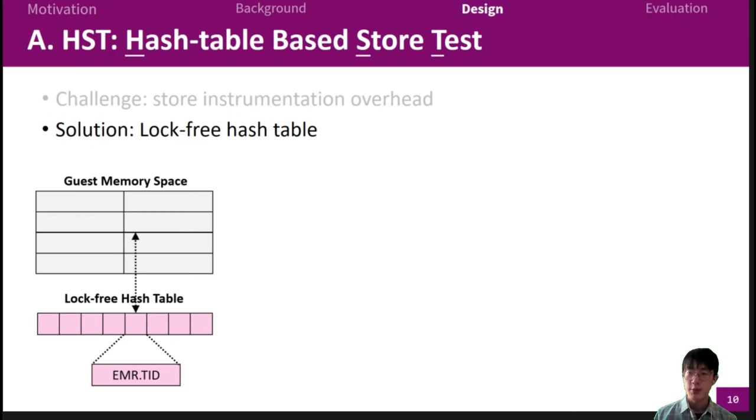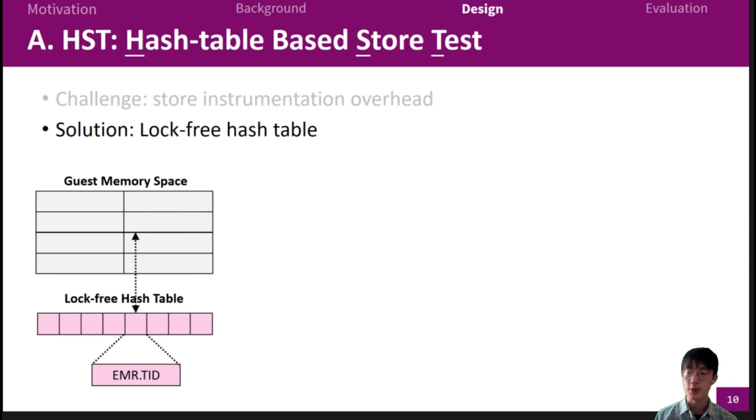The guest memory space is mapped into one lock-free hash table, where every hash table entry represents an EMR region that corresponds to one or more guest memory addresses. The important part of the hash table is that every entry contains only one 4-byte integer that represents the EMR's owner's thread ID, TID. And we can use this only TID to implement LLSC semantics.